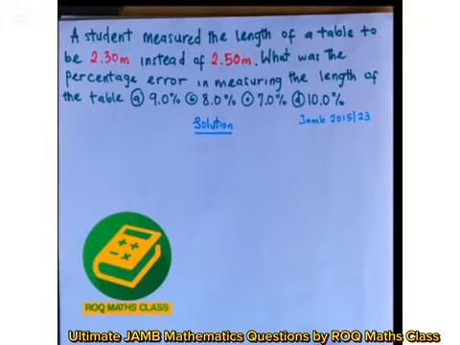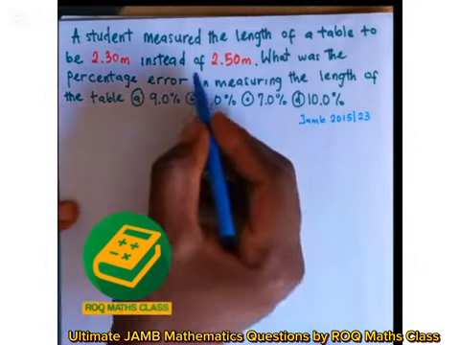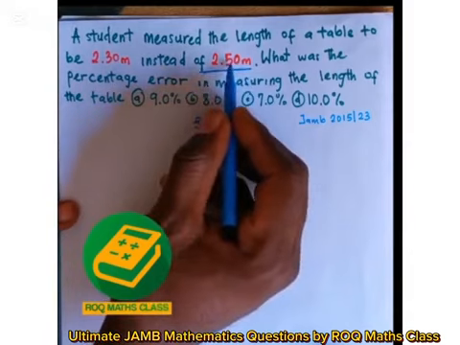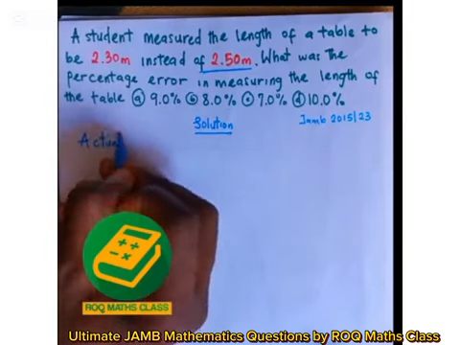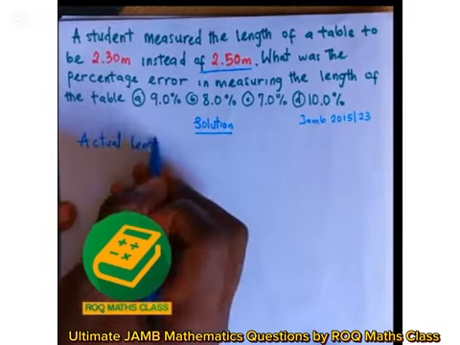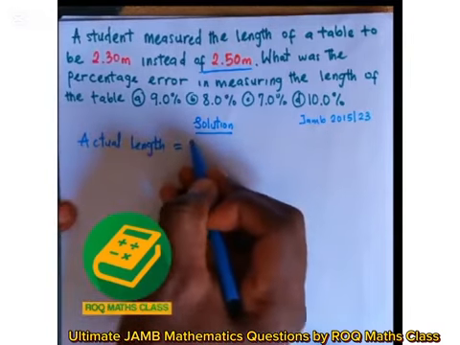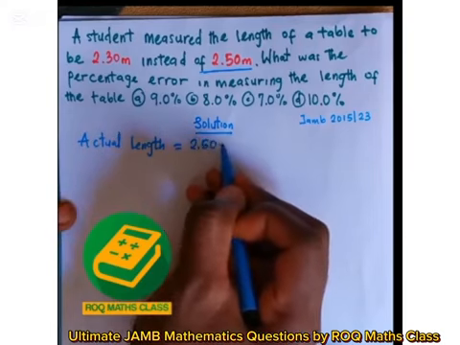A student measured the length of a table to be 2.30 meter instead of 2.50 meter. What was the percentage error in measuring the length of the table? If you look at this question carefully, you're going to see that our actual length is what? Is this 2.50 meter? So from here, the actual length is equal to 2.50 meter.